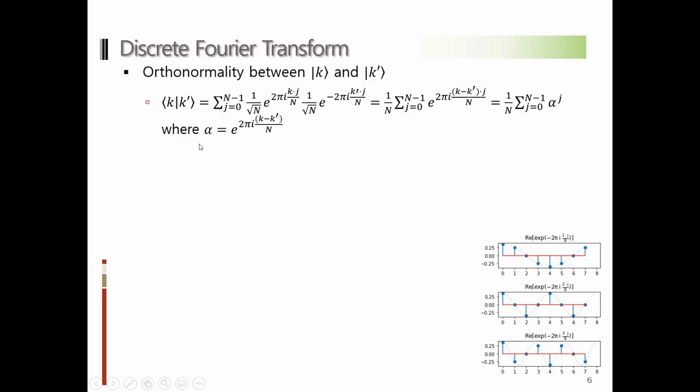Then let's check what happens if k and k prime are the same. In that case, because k and k prime are the same, this becomes 0, and the overall exponential term becomes 1. So the inner product will just turn into the summation of 1 over n for the different j. The overall summation means the total will be n, and so n over n becomes 1. So what does this calculation imply? For the same vector, we calculated the inner product, and the answer is 1, which means this vector is normalized.